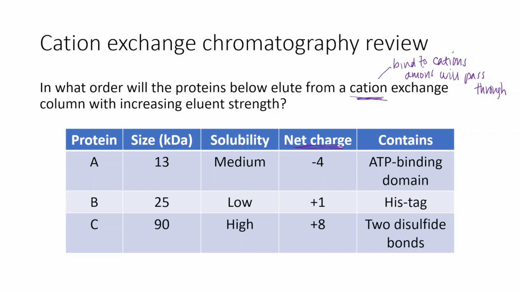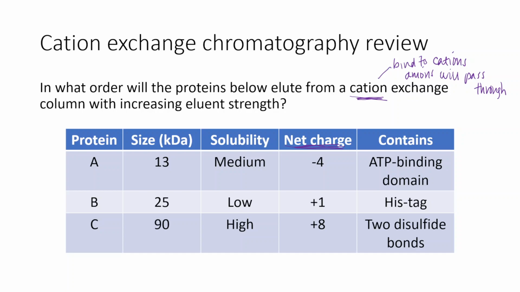So for anion exchange, it would be the opposite, right? Anion exchange chromatography is sticking to negatively charged proteins, anionic proteins. Cation exchange chromatography is really good for separating out cationic proteins with a positive charge. It's not good for separating out anionic proteins because they don't interact with the stationary phase of the column. All of the anionic proteins would essentially pass through the column.